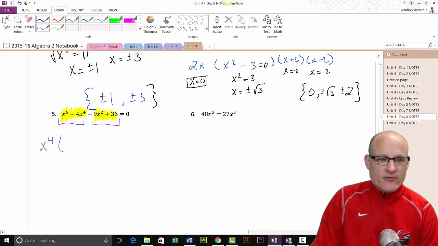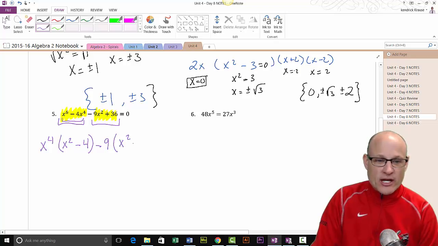Take out x to the 4th out of this. I'm left with x squared minus 4. Ooh, that's a perfect square. Minus 9. Now I took out a negative. That means the sign in this thing has to change. x squared minus 4 equals 0.